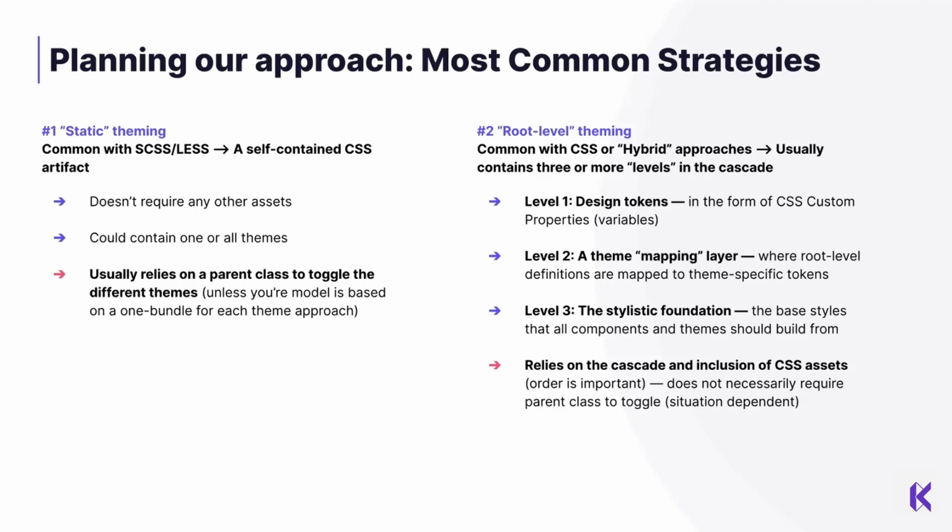Then we've got root level theming, which is common with CSS or more hybrid approaches. It usually contains three or more levels in your cascade. Level 1 is generally your design tokens. Level 2 is a mapping layer where the root level definitions are mapped to theme specific tokens. And level 3 is generally the stylistic foundation, the base styles, the global styles that all things will inherit. The thing to call out here is that this relies on the cascade and the inclusion of CSS assets, and order is important when we consider this approach.